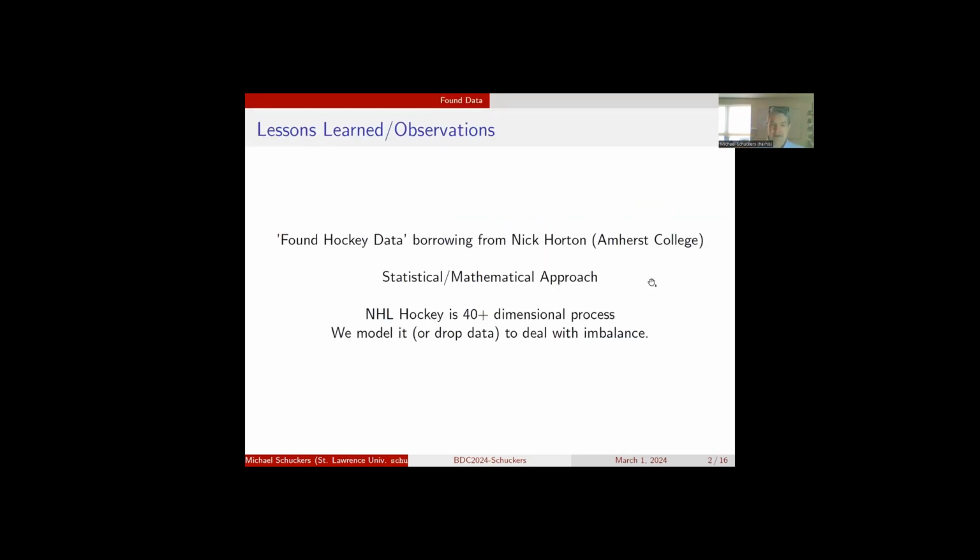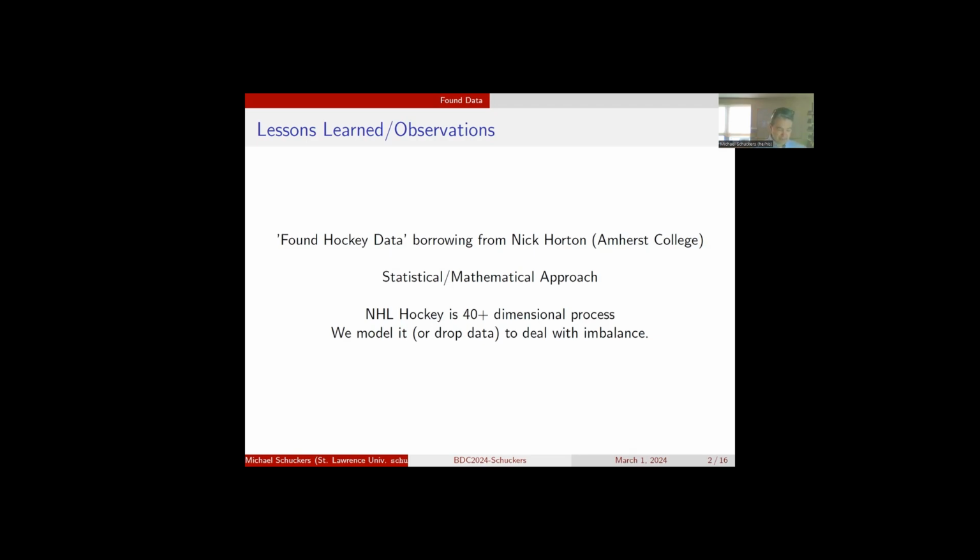So let's get started. I'm going to talk a little bit about some observations from what I'm going to call found hockey data. This is borrowing from an idea from Nick Horton about found data generally. We're going to be talking about a statistical, mathematical approach. I'm a professor of statistics and data science at St. Lawrence University in Northern New York.